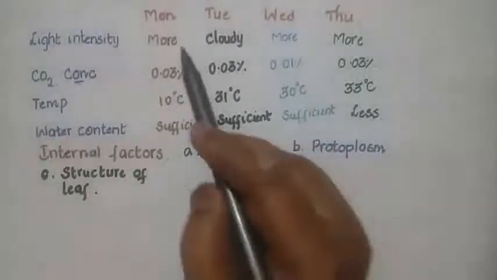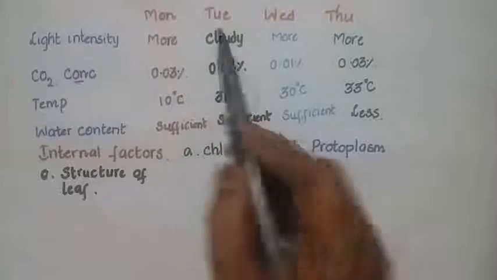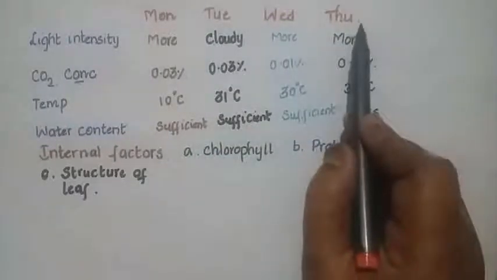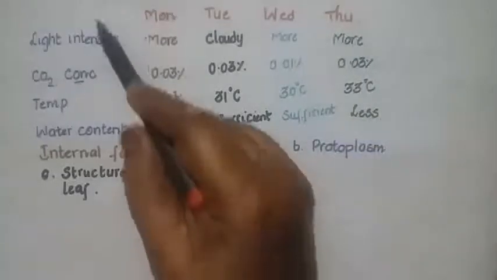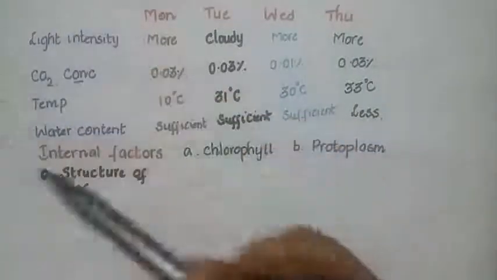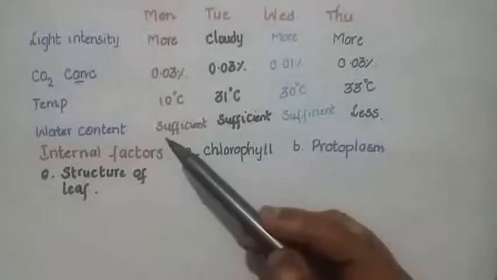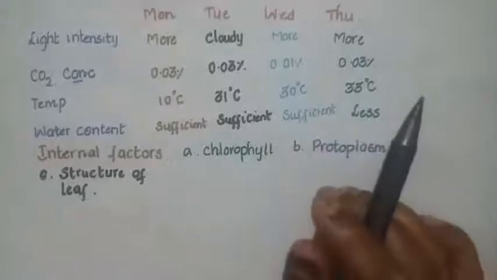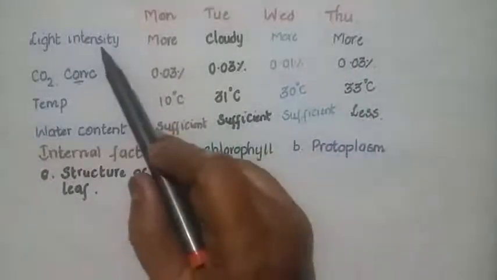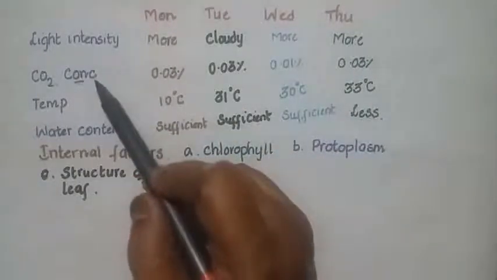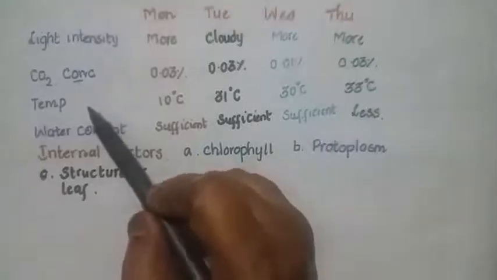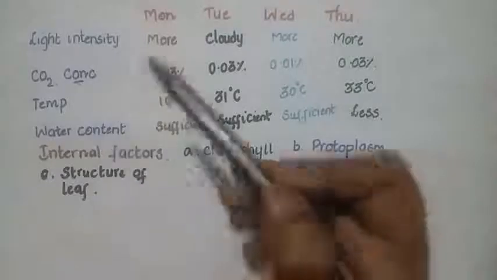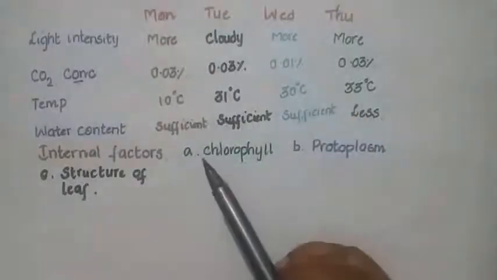Let me name it as Monday, Tuesday, Wednesday, followed by Thursday. Let us provide all the external factors to a particular plant. Let us imagine that all these factors are provided to the plants, such as intensity of sunlight, carbon dioxide concentration, temperature and water content. Let us start. What happens on Monday?